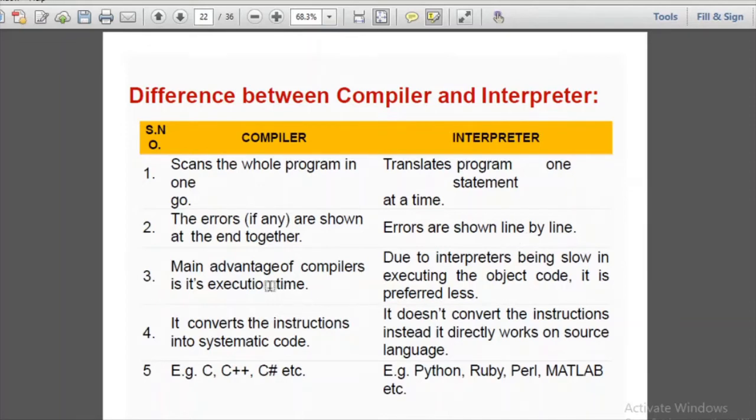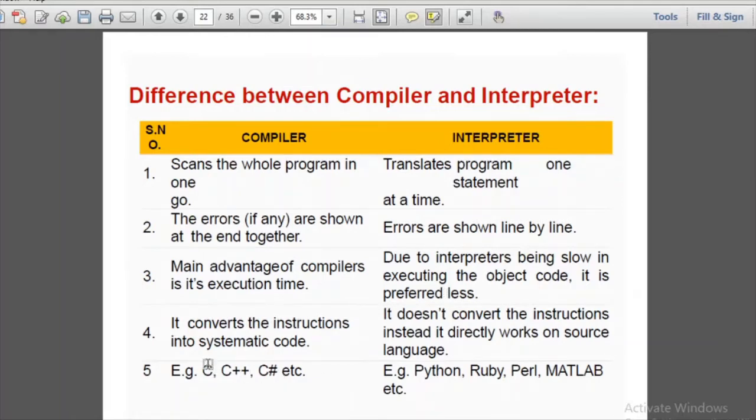The main advantage of a compiler is its execution time. Due to interpreters being slow in executing the object code, they are preferred less. Why are they preferred less? Because it takes much time. It totally depends on the type of code which you are writing.